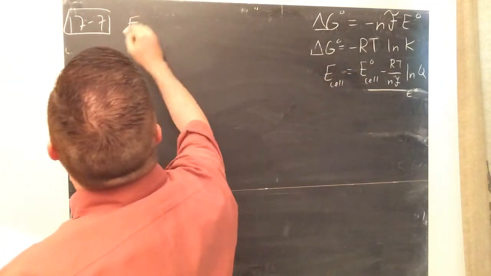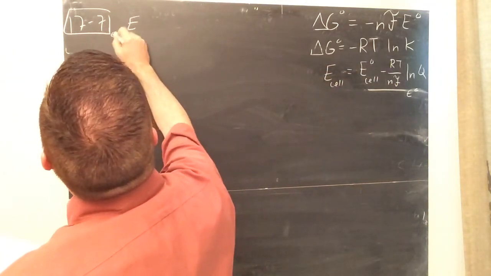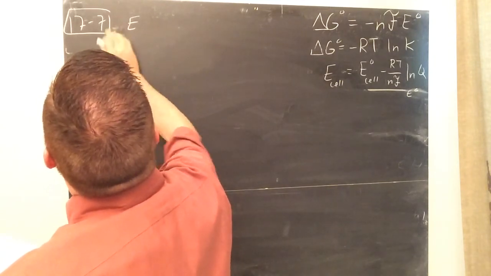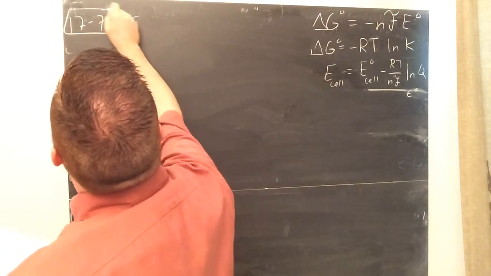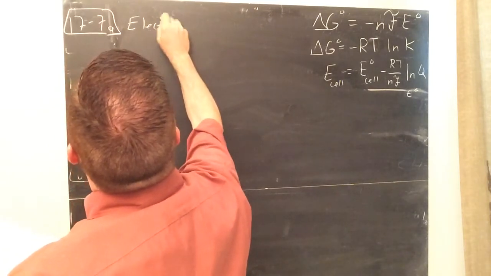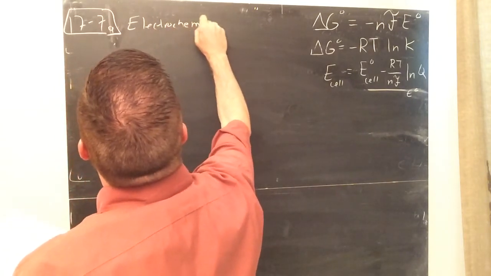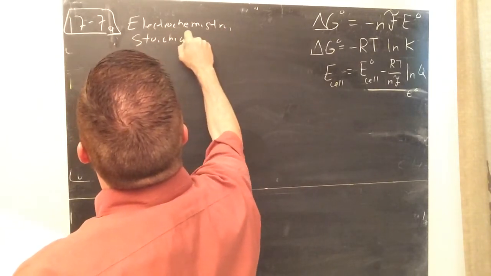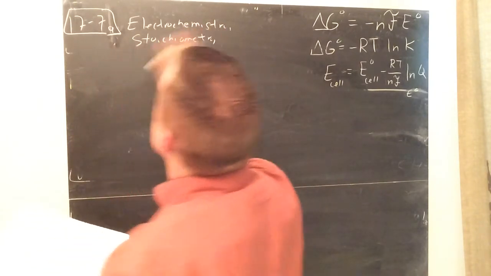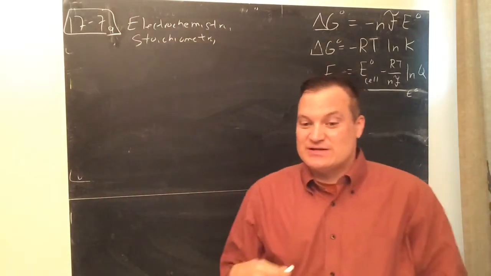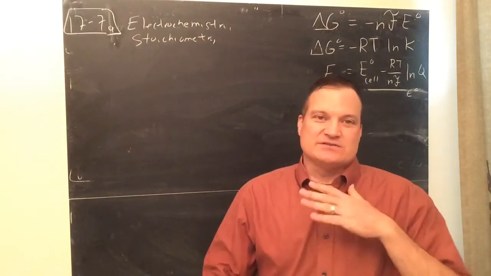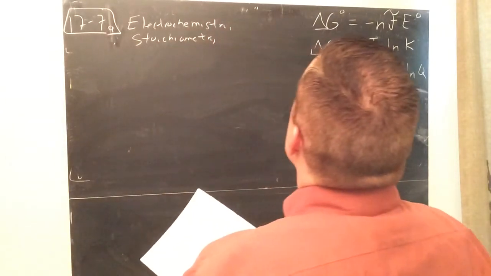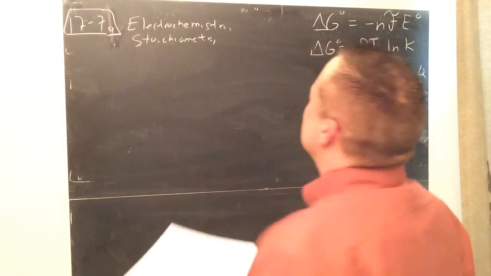So I'm going to call it 17.7a. Electrochemistry, stoichiometry. I don't want you to think that this stoichiometry is only true for electrolytic, for the new kind of cell. It works on all the cells. In electrochemistry, stoichiometry, there are a few things you need to know.